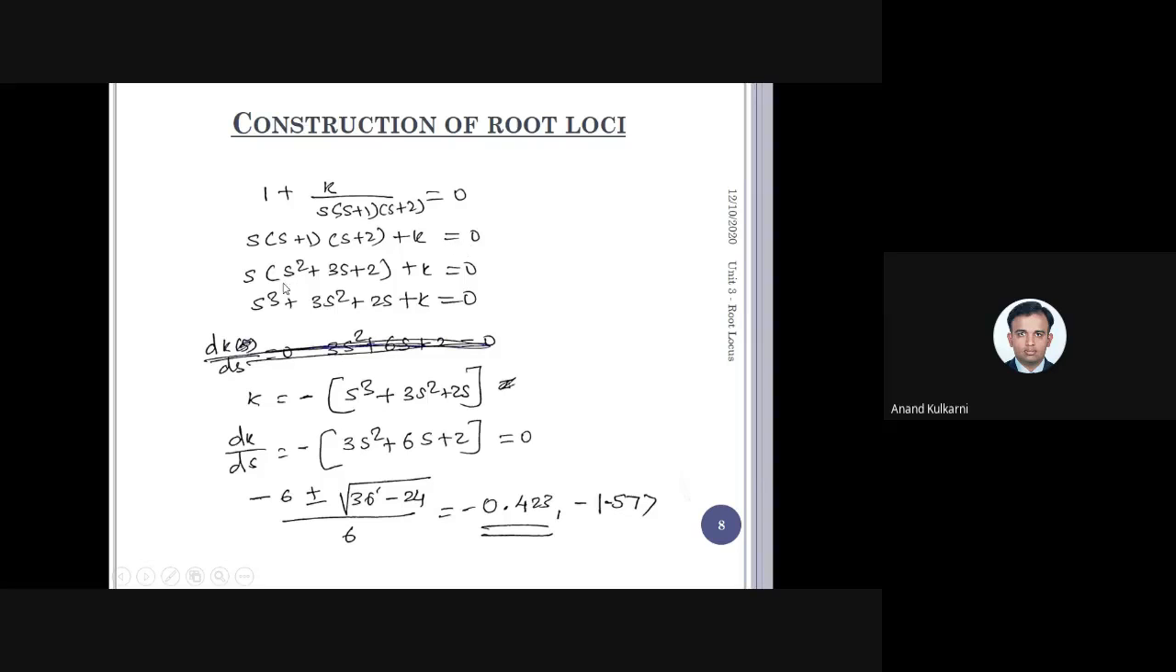If you expand this, s into (s plus 1) into (s plus 2) is s into (s square plus 3s plus 2), plus K is equal to 0. I will arrange in decreasing order of s. So that is s cube plus 3s square plus 2s plus K is equal to 0. This is our characteristic equation.